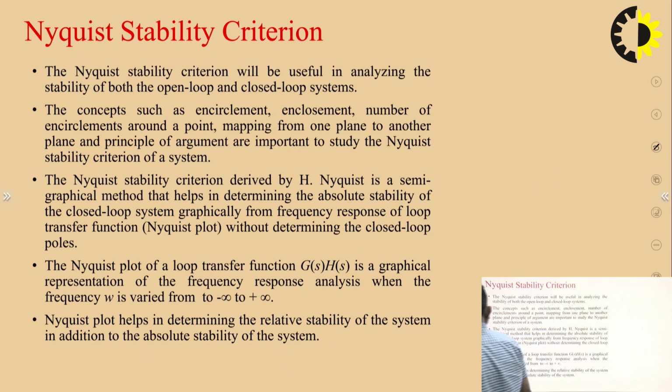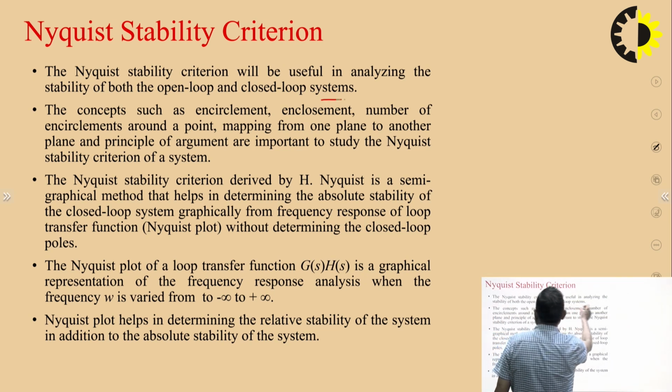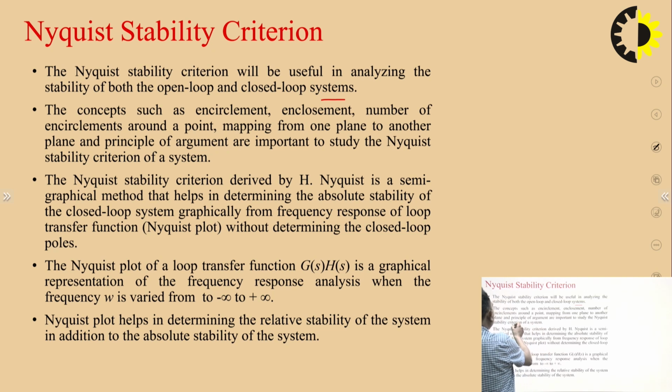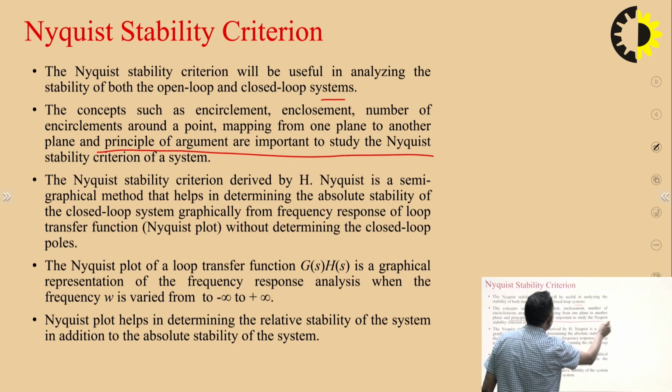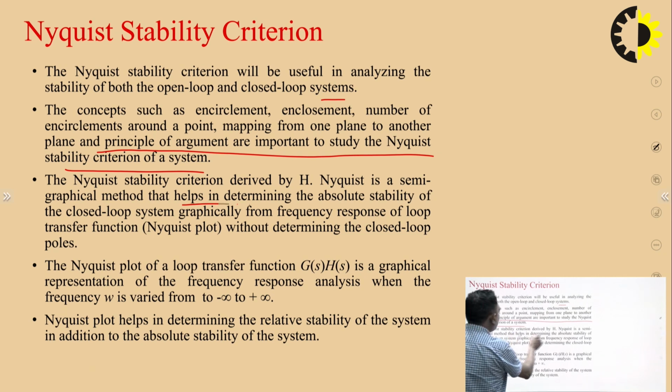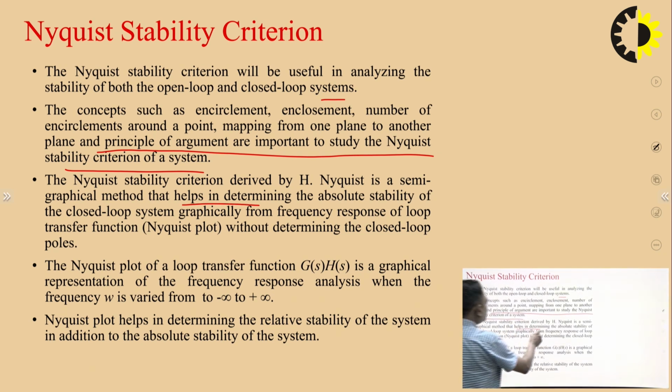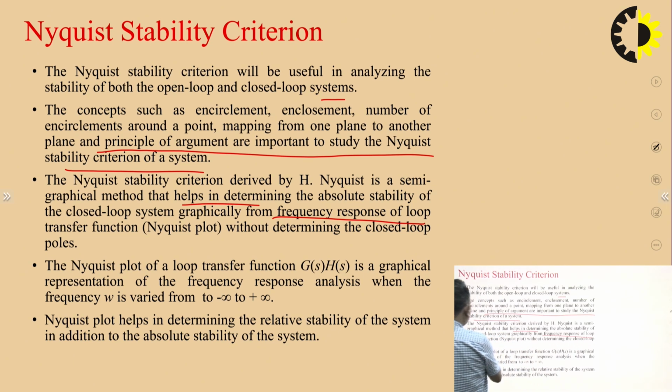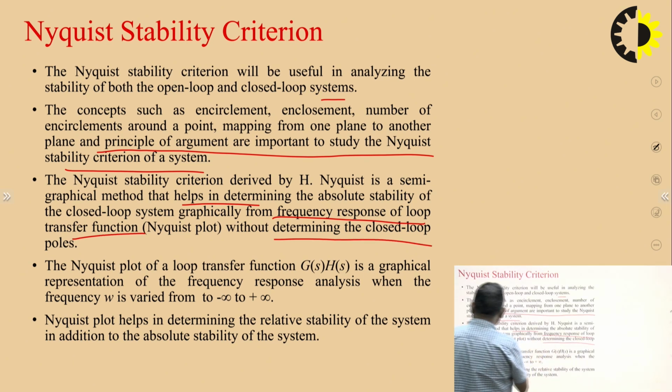Now we will see the Nyquist stability criterion. The Nyquist stability criterion is useful in analyzing the stability of both open loop and closed loop systems. The concepts such as encirclement, enclosement, number of encirclements around a point, mapping from one plane to another plane, and the principle of argument are important to study the Nyquist stability criterion of the system. It was derived by H. Nyquist. It is a semi-graphical method that helps in determining the absolute stability of a control system graphically from the frequency response of the loop transfer function without determining the closed loop poles.